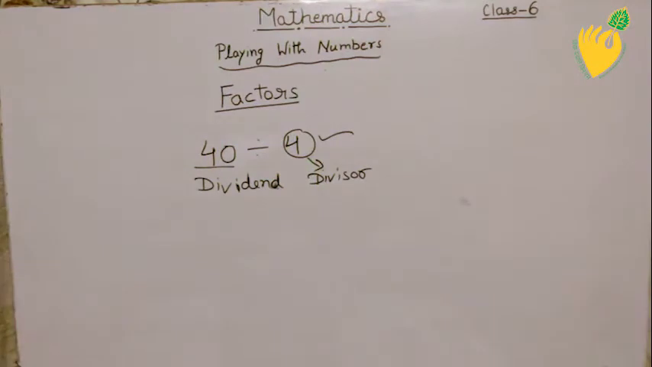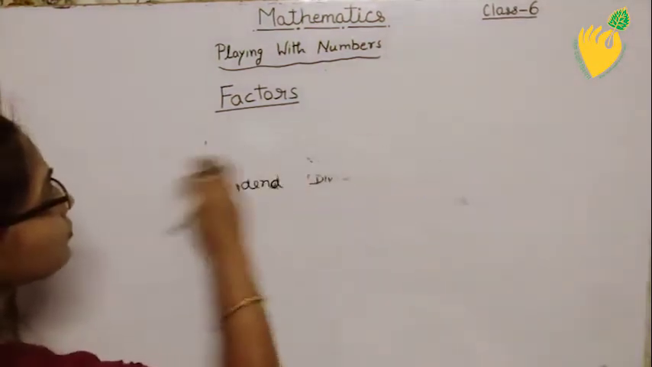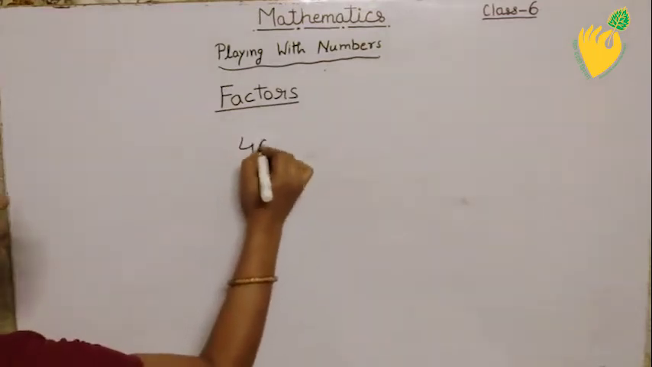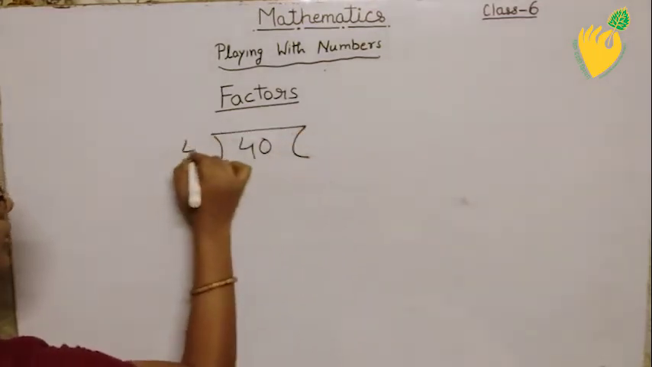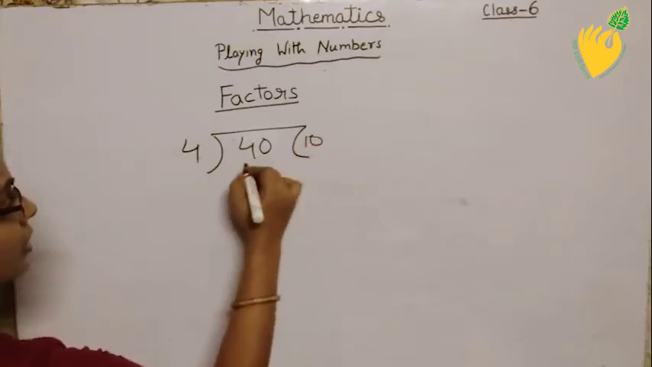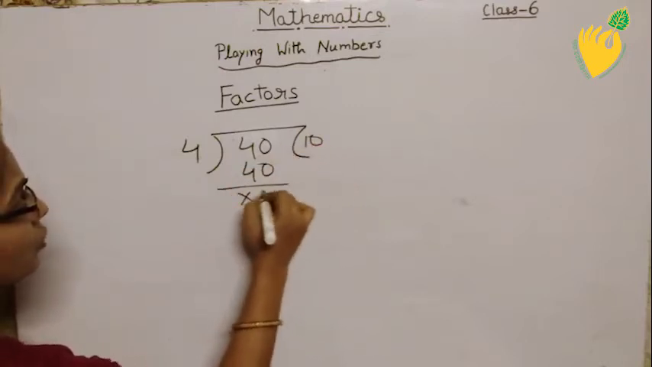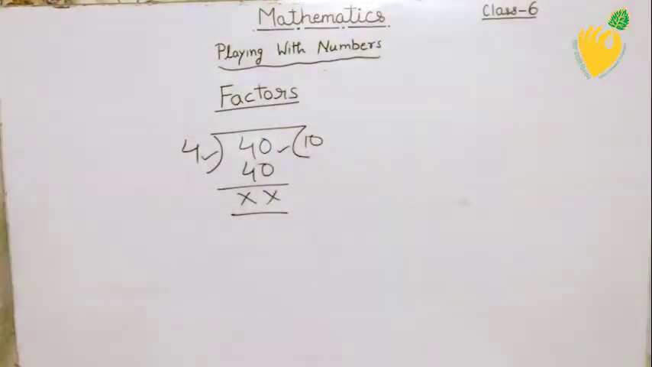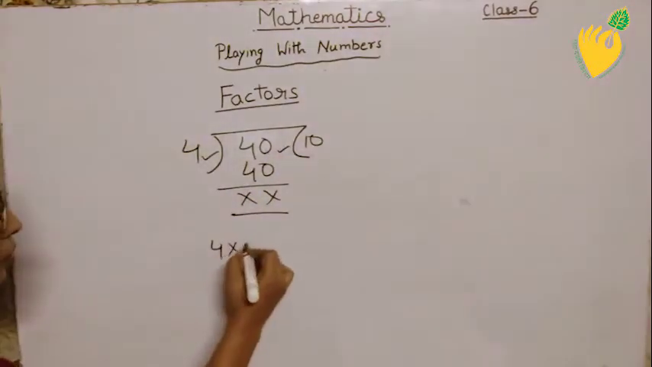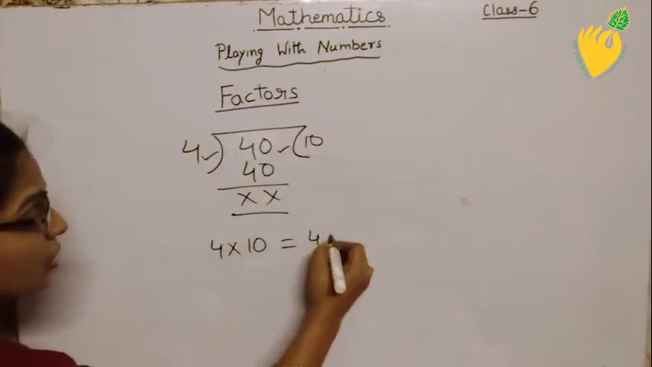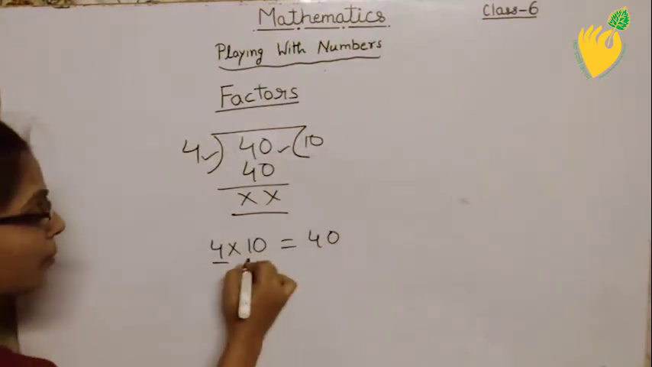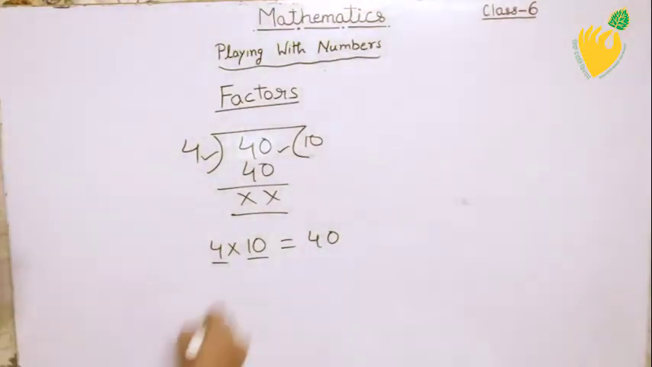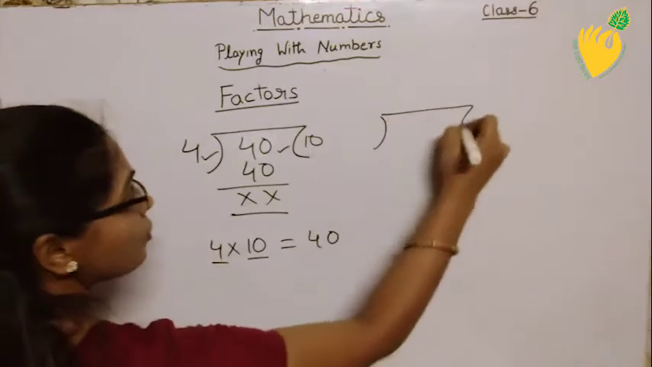See students, 40 divided by 4. 4 10s are 40. So no remainder is there. So 4 is the exact divisor of 40. You can also write 4 10s are 40. So both the numbers 4 and 10 are the factors of 40. 10 is also the exact divisor of 40, students.